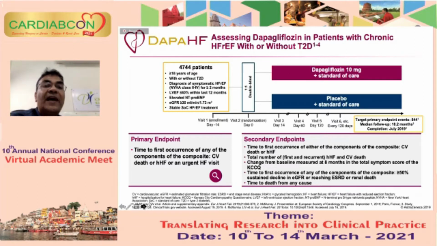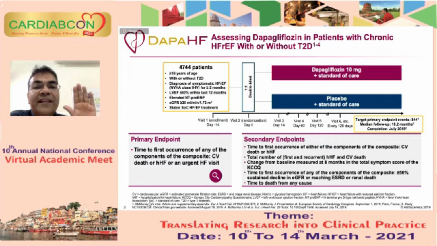But this particular trial came particularly with patients of heart failure, and these were 4,744 patients. These were patients already having an LVEF of less than 40. The main important thing is that these patients, whether diabetic or non-diabetic, had to have an ejection fraction of less than 40. In this trial, one arm was given dapagliflozin and the other arm was given placebo, with complete standard of care. The standard of care was very high in these patients. Everything that was available at that point of time for the care of these patients was given.